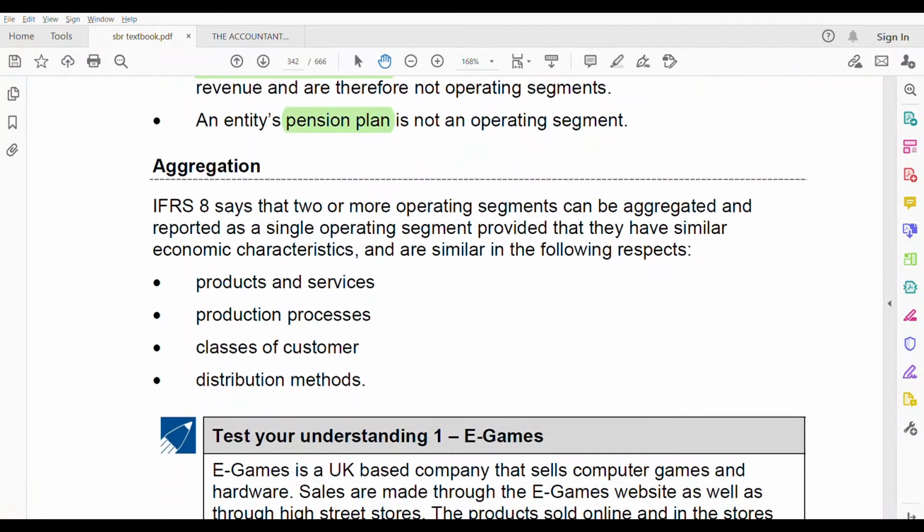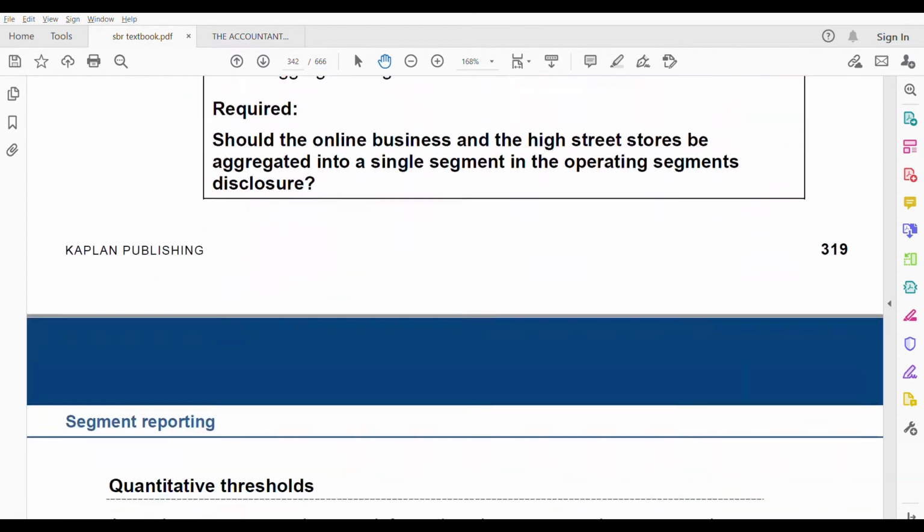Aggregation. You need to know when to aggregate and when to disaggregate. IFRS 8 says that two or more operating segments, and both have to be operating segments, by the way. It's not that one is not an operating segment and the other one is, and then you are aggregating. No. Two or more operating segments can be aggregated and reported as a single operating segment, provided that they have similar economic characteristics. The characteristics have to be similar, and they also have to be similar in these respects: products and services, production process, classes of customer, or distribution methods. Okay. So we will definitely do a test of understanding after we complete IFRS 8.